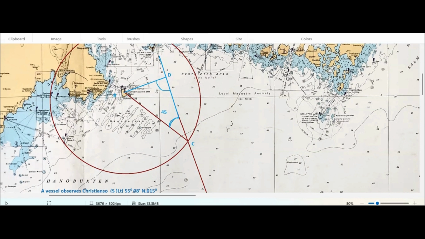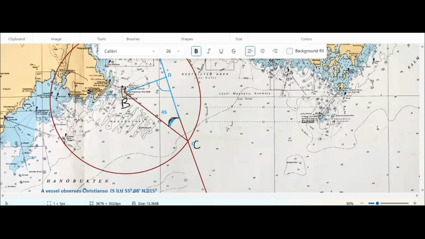BD by BC is your sine theta. So BD is equal to BC sine 45. So what is BD? BD is your abeam distance or perpendicular distance. So BD is equal to BC into sine 45. And if you put the value, he said that 8.4, no? You said? Okay, 8.5, sir. 8.5, okay. So this is your abeam distance.